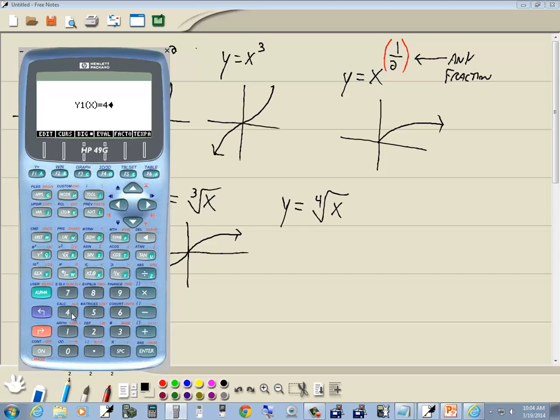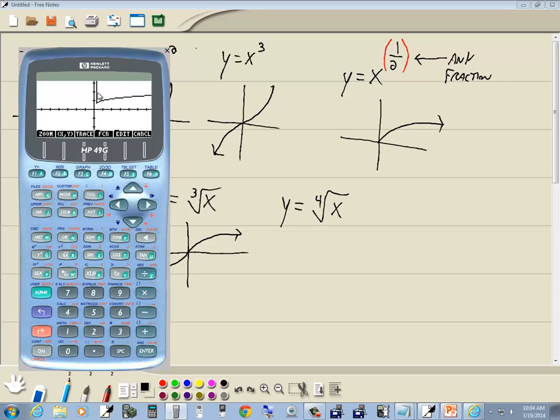Put my 4 first, and then I'll do my red button, and then this square root button, and I'll put my X key in, and I'll do a right arrow key to get it out of the radical. And again, that 4 there is not 4 times, that's my index. And I'll press enter to save, and then I'll do F6 to draw. You'll find it looks like the square root, but it's a little bit closer down to the x-axis.